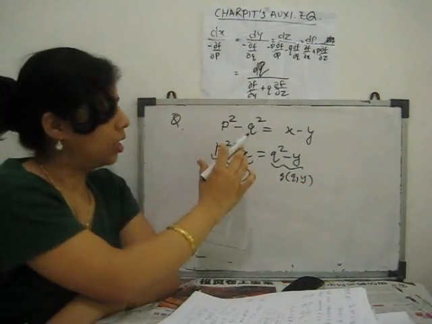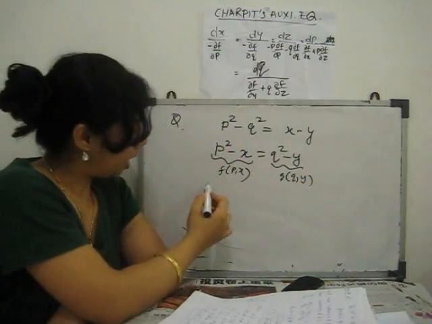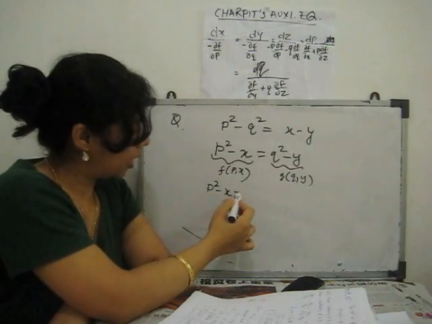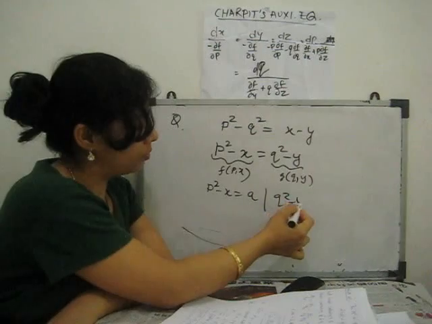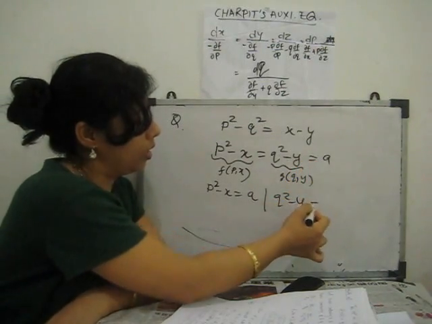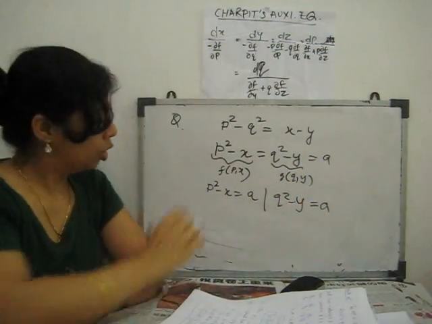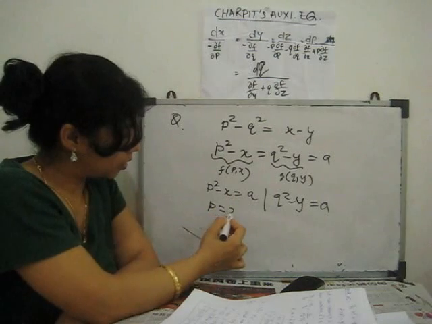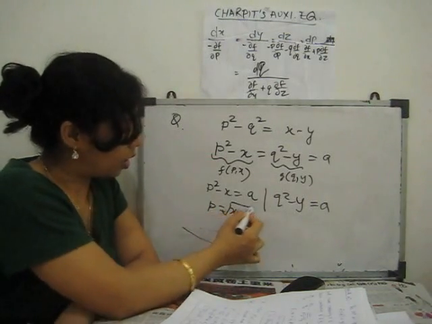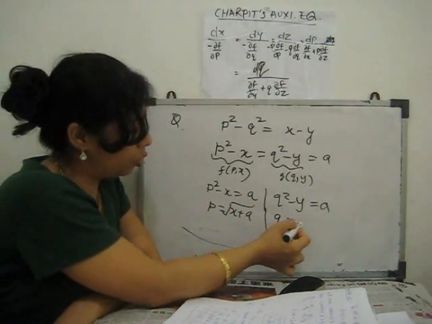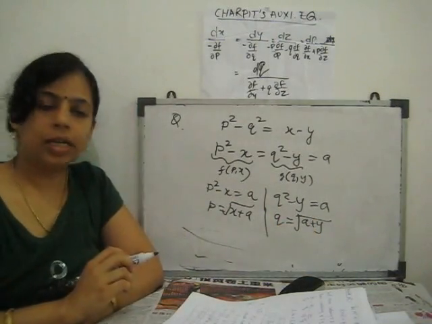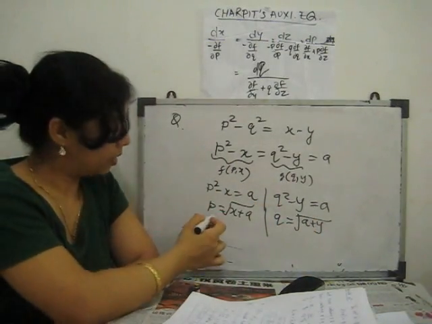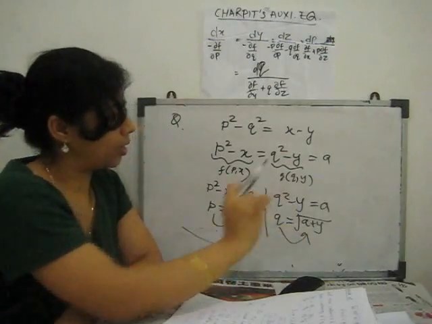Clear? So with this, if we can separate, we directly say p square minus x is equal to a, and q square minus y is equal to a, any constant. Clear? So what is our p? p is square root of x plus a. What is our q? q is square root of a plus y.